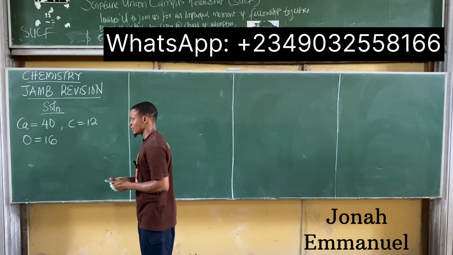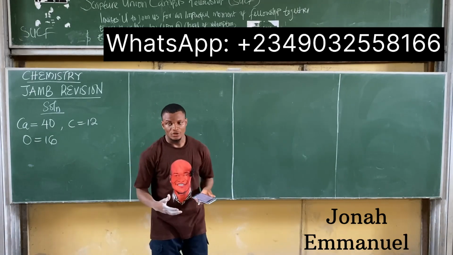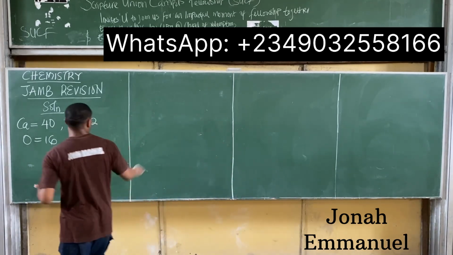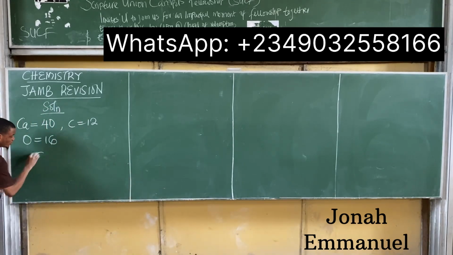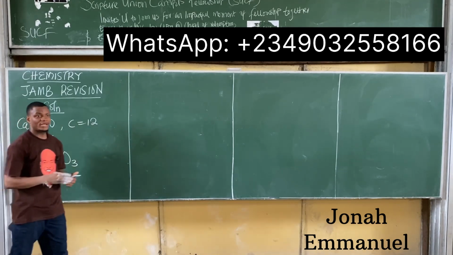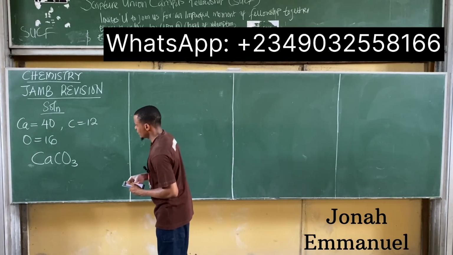So how do you find this? Now, your first task would be to get the correct formula of the compound. So when you have calcium trioxocarbonate 4, your compound, this is how I showed you earlier, should be this. So this is the compound called calcium trioxocarbonate 4. This is the first task. Now, your next task is to note this.